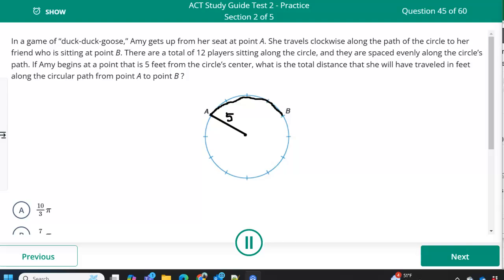Her friend is at point B, there are 12 players spaced evenly. So Amy goes 1, 2, 3, 4. 4 out of 12, right? 5, 6, 7, 8, 9, 10, 11, 12. So she goes 1/3 of the way around the circle. What is the circumference of a circle with a radius of 5? Well, it's 2 pi r, which is 10 pi. She goes 1/3 of the way around a circle with a circumference of 10 pi, and that is 10 pi over 3. Or, another way to say that is just 10/3 pi.